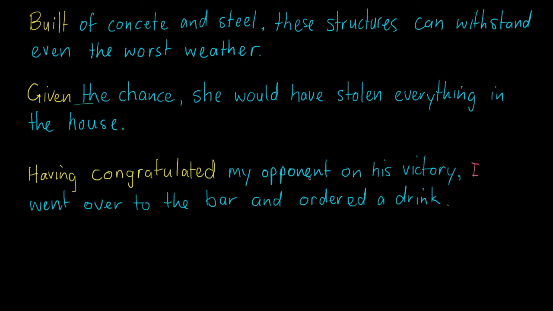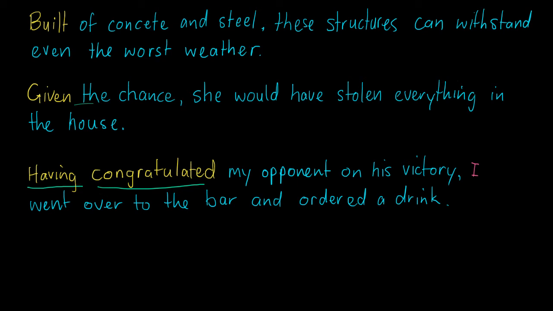Having congratulated my opponent on his victory, I went over to the bar and ordered a drink. Now what we're trying to show you here is that one thing was completed before another. So you congratulated your opponent and then you went to the bar and ordered a drink. And the other thing we're trying to show is that you do this with having. So the having takes the past participle, and this, the present participle ing, and this one takes the past participle. It's essentially the perfect tense in the participle form.